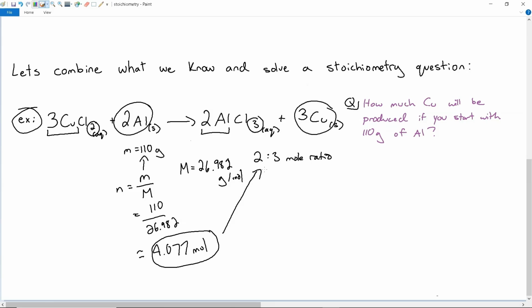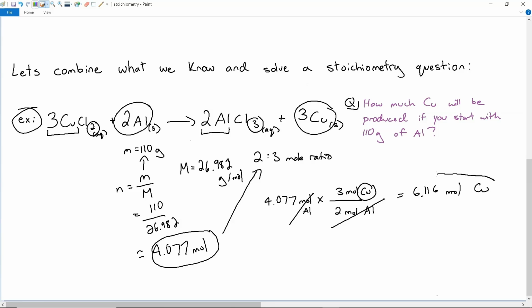Now we can take this number and apply it onto our mole ratio. We're going to do that with a little bit of multiplication, because I have this amount of aluminum, and I'm going to be getting 3 moles for every 2 moles of aluminum. I could write that as a fraction and multiply it by the number of moles I have, because this is aluminum. If I multiply it by 3 over 2, I'll be removing the value for aluminum and instead finding the value for copper. And 4.077 times 3 over 2 is roughly 6.116 moles. So this is in fact how much copper would be created in this particular situation.